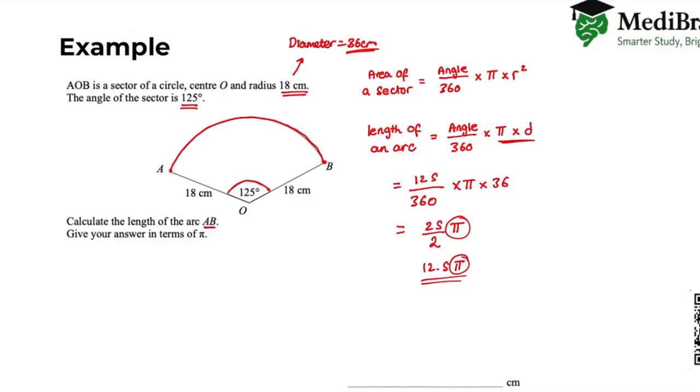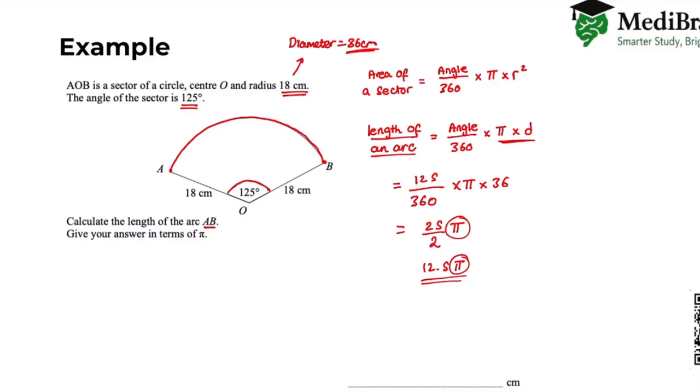If you were to work out the full circumference, then it would just be pi times diameter, which means it would be 36 pi for the full circumference. But we don't want the full circumference. We just want the length of this arc.